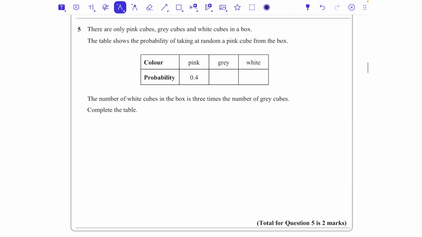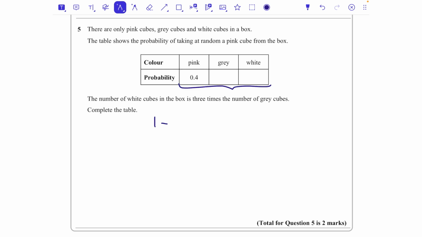There are only pink cubes, grey cubes and white cubes in a box. The table shows the probability of taking at random a pink cube from the box. The number of white cubes in the box is 3 times the number of grey cubes. Complete the table. So we know that with these tables, they always need to add up to 1. Probability adds up to 1, and so far we've got 0.4.